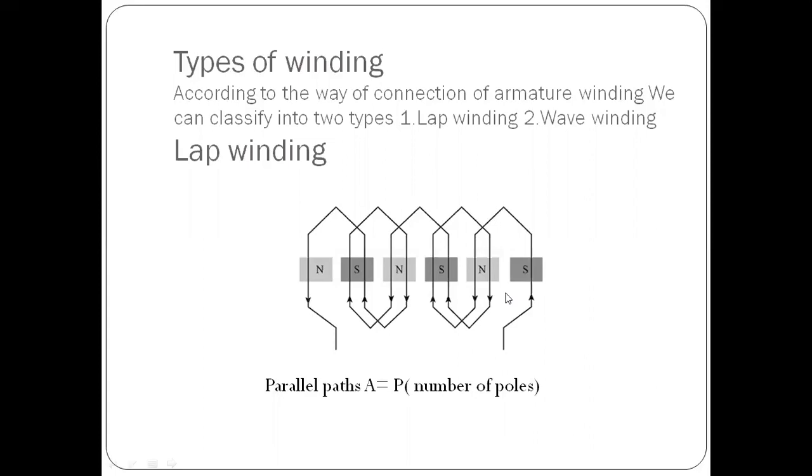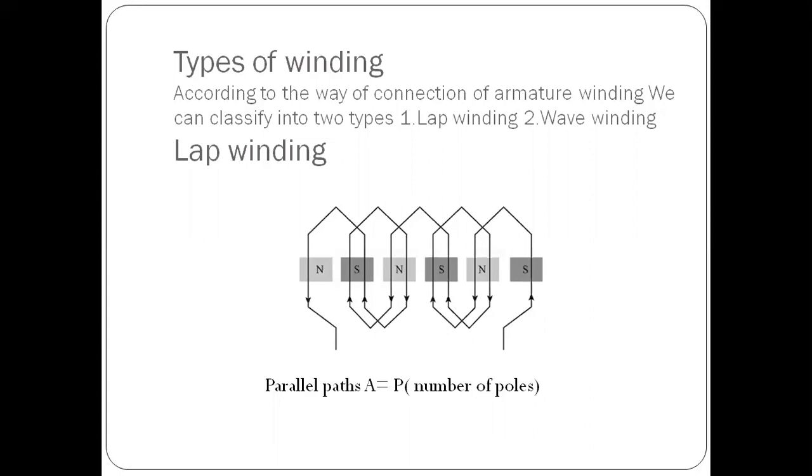The total conductors are divided into a number of parallel paths here. Those conductors are placed in parallel paths in the slots. There is no restriction that each slot should have this many parallel paths. Based on the availability of conductors, we can place the parallel paths in those slots.